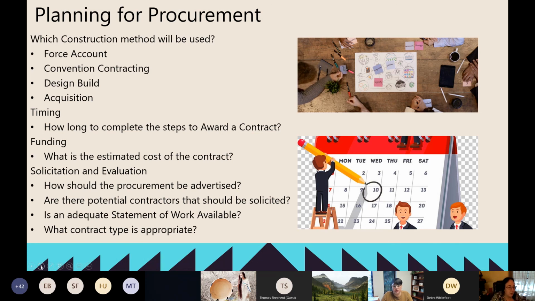You're going to do your conventional contracting. Are you going to do a design build? Are you going to acquire a turnkey? Things like that. Timing. How long do you have?